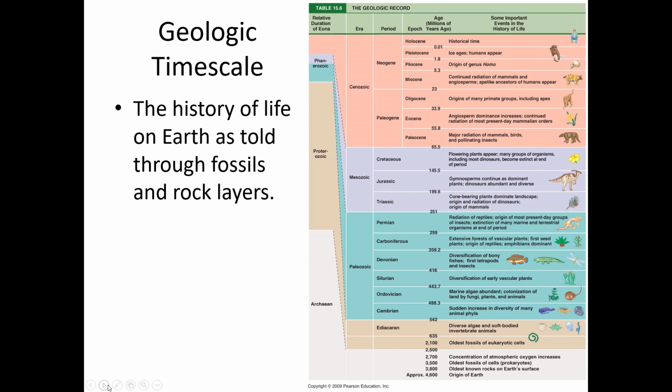What is the geological time scale? This is kind of a picture of what it looks like. The paleontologists look at all these fossils and they arrange them in the order that they were created so that you can figure out what the history of life is on Earth.